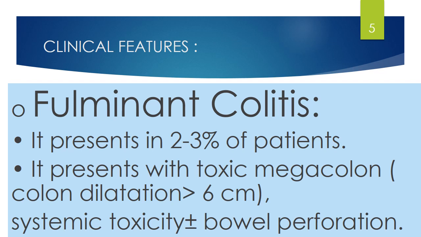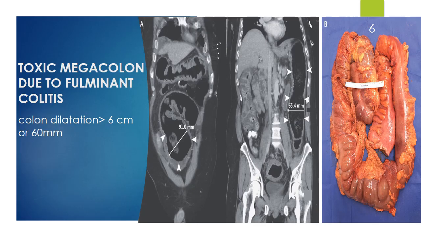Fulminant colitis can occur in 2 to 3% of patients affected by Clostridium difficile, and it presents with toxic megacolon, that is, colon dilation of more than 6 cm or 60 mm on abdominal X-ray. There will be systemic toxicity and there can be bowel perforation. Dilation of the colon is clearly appreciated in these pictures.